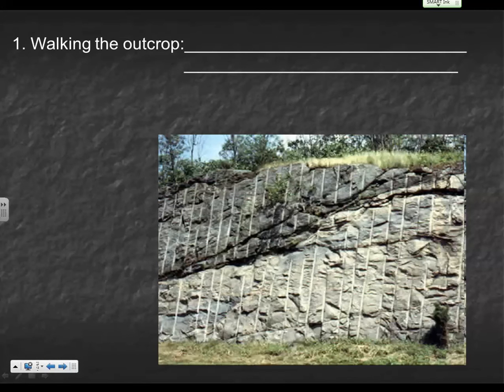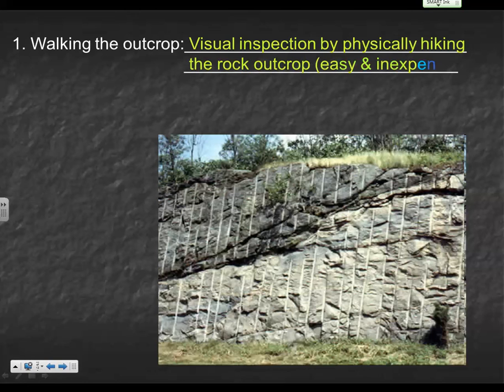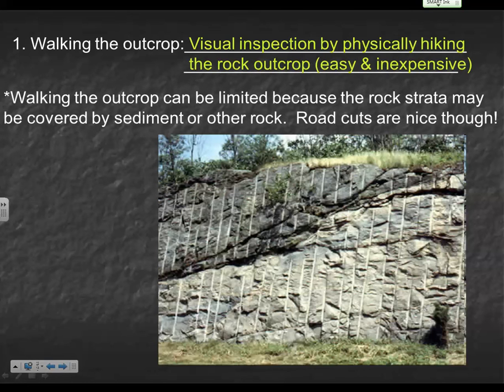Okay, first method of correlation we're going to talk about is a visual inspection called walking the outcrop. And you're physically going to hike or walk around where there's perhaps a road cut with rock layers visibly exposed. It's easy, inexpensive, can be fun. It is limited though, because rock strata may be covered by sediment or other rock, and road cuts are nice, but they're not everywhere. So you have to use this whenever you can.